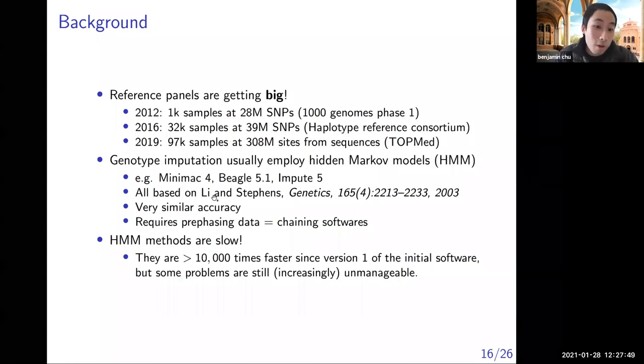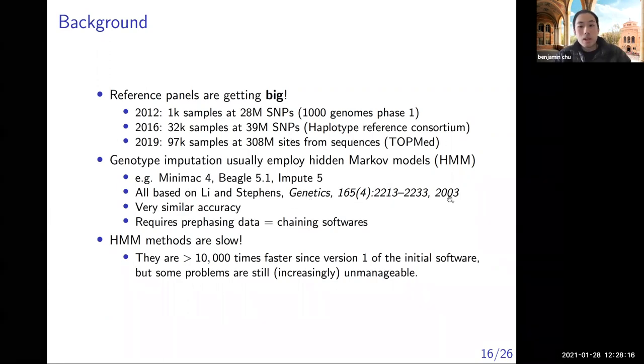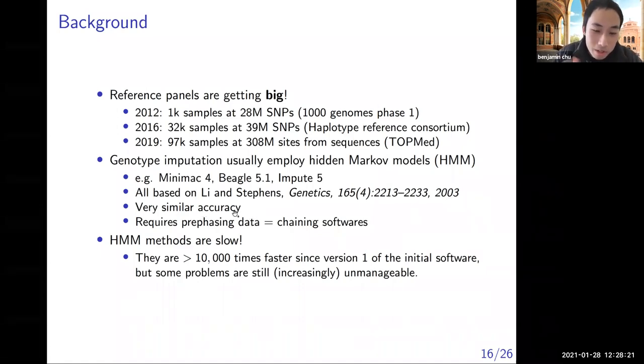Currently, the most popular methods that can take advantage of these panels are based on hidden Markov models. For instance, Minimac4 is a big one. That's what's used on the imputation server. But there are a few other ones. All of these HMM methods are actually based on the same paper, by Li and Stephens. Consequently, they have very similar accuracy. They're the same model, they just optimize the model differently.